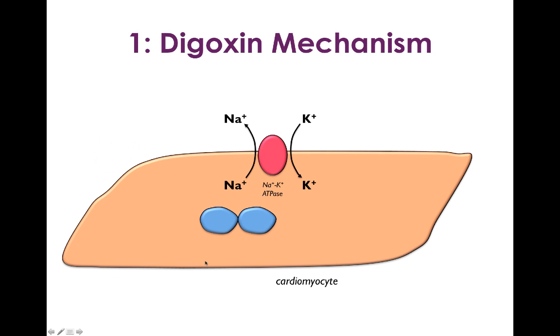So digoxin, to understand how digoxin works, you have to understand the sodium-potassium ATPase. It's an energy-requiring transporter, and recall that sodium concentration is high extracellularly and low intracellularly, and potassium concentration is low extracellularly and high intracellularly. So the sodium-potassium ATPase pumps sodium against its concentration gradient, and likewise for potassium.